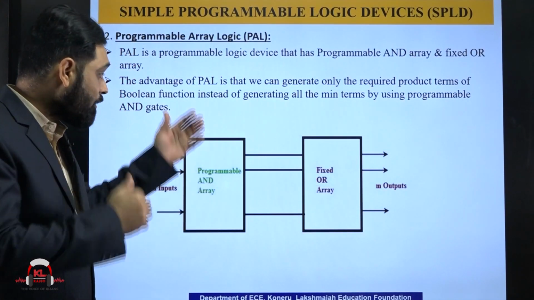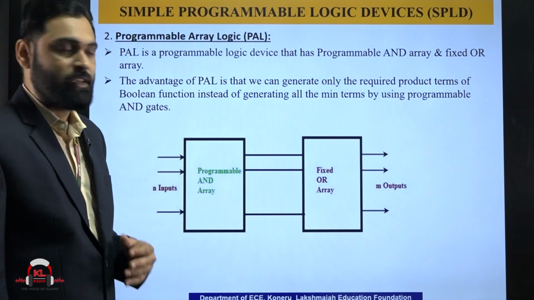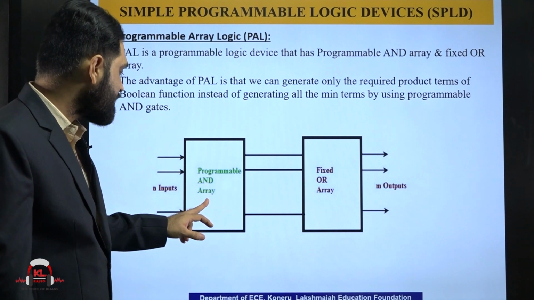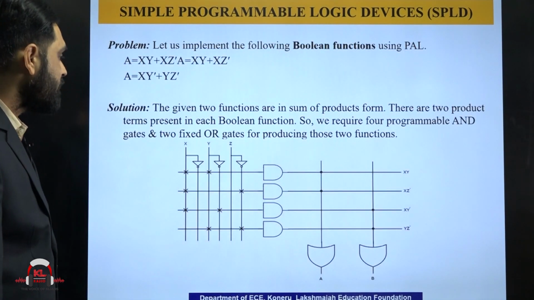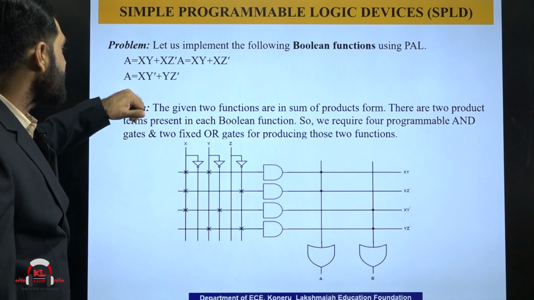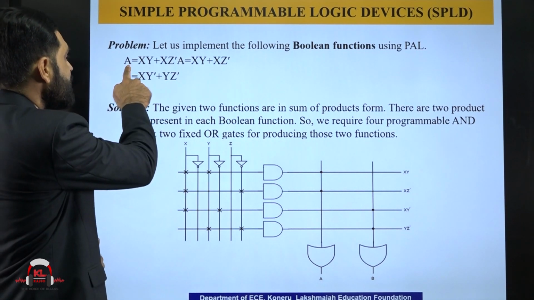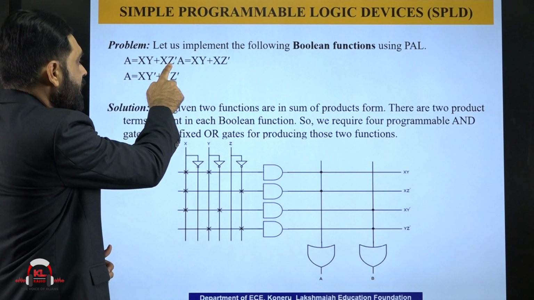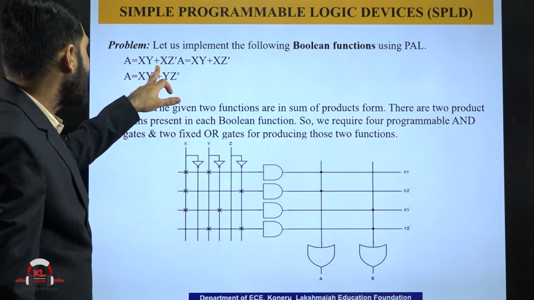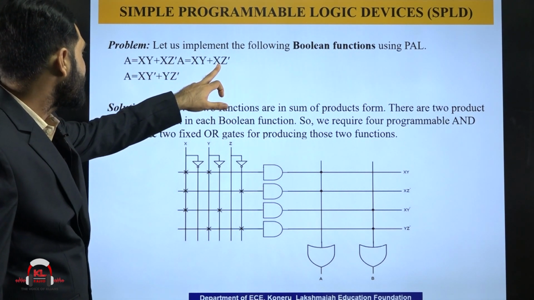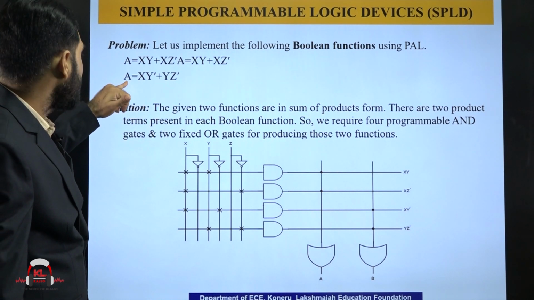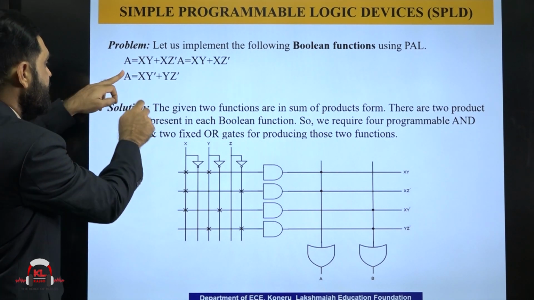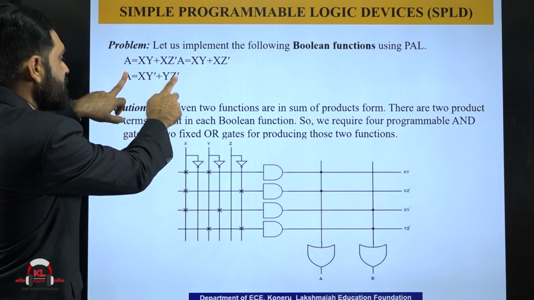Similarly, if you take PAL, programmable array logic, in PAL the AND gates are programmable and OR gates are fixed. Just look here, one expression is given to you: A is equal to xy plus xz bar. So this can be written as xy plus xz bar. And another expression, actually this is B, not A: B is equal to xy bar plus yz bar.